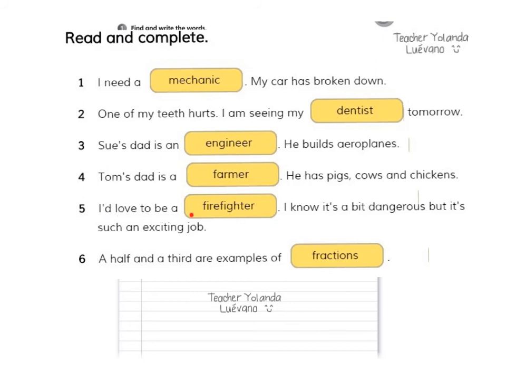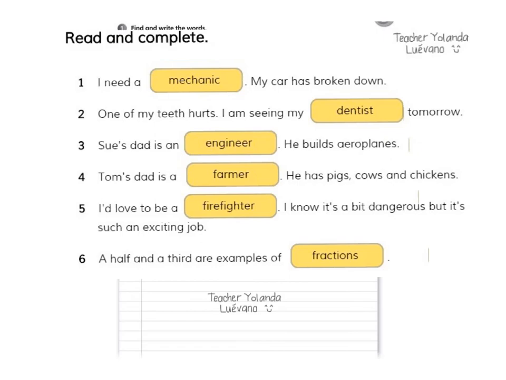5. I'd love to be a firefighter. I know it's a bit dangerous, but it's such an exciting job. 6. A half and a third are examples of fractions.